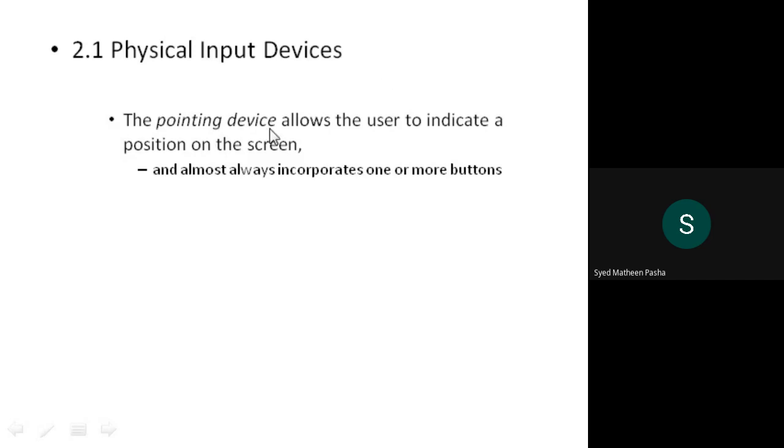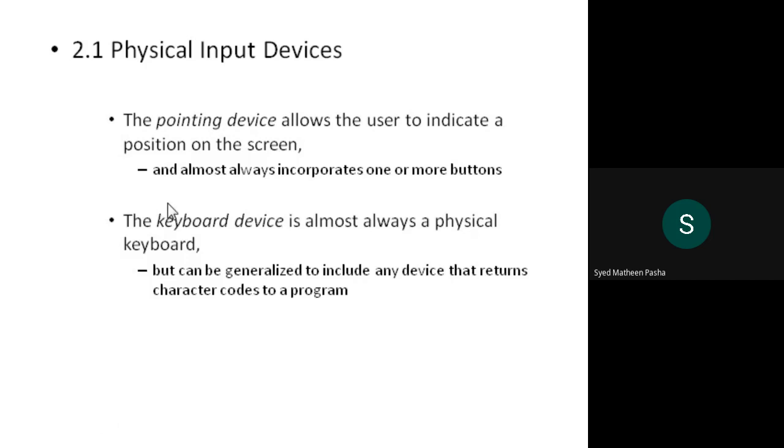The pointing device allows the user to indicate a position on the screen. You can check out, I'm moving the cursor here, I'm pointing to devices here. So this is what the pointing device does. It basically points to some position on the screen and almost always incorporates one or more buttons. That is, you can give options for this pointing as well, with the help of which you can provide input to your system.